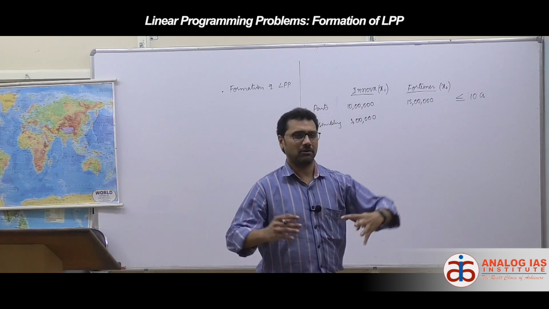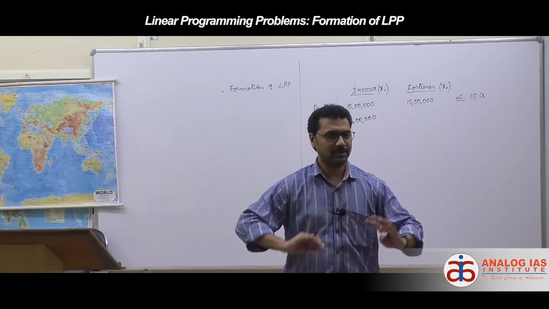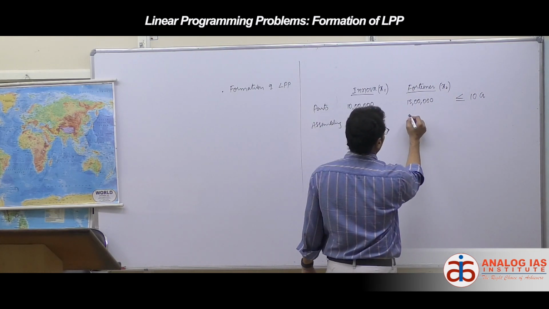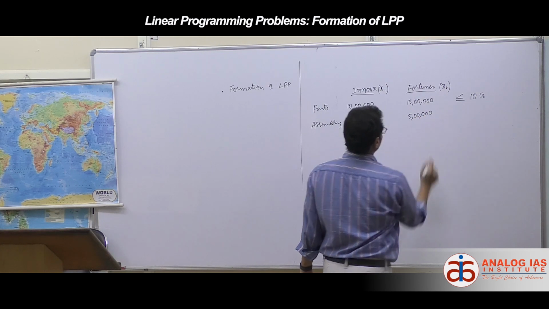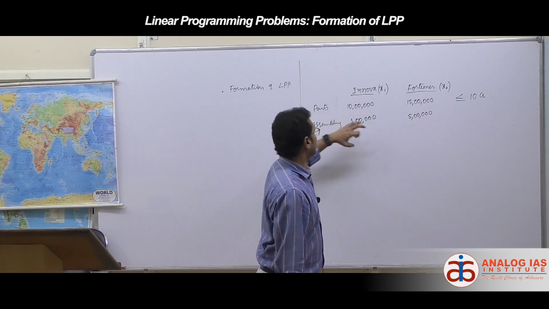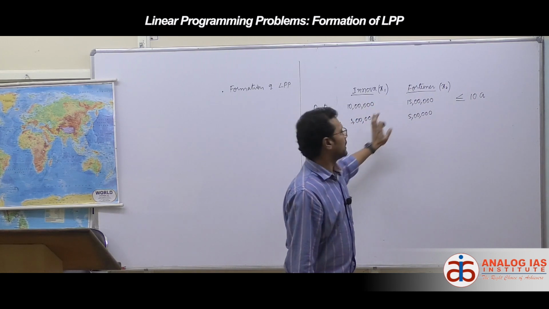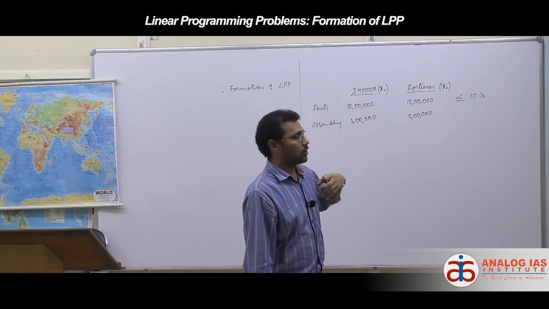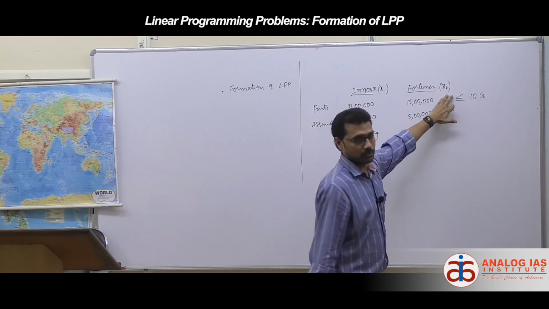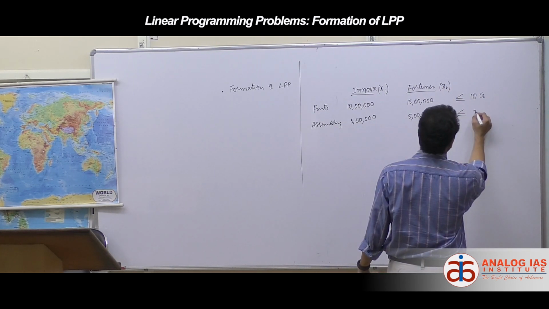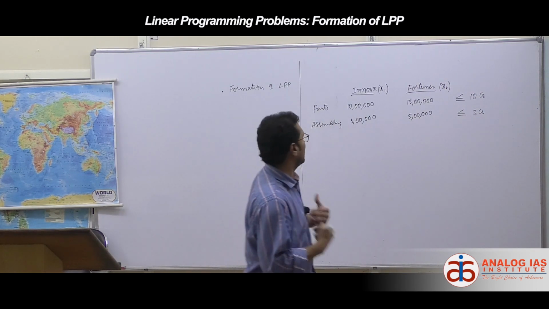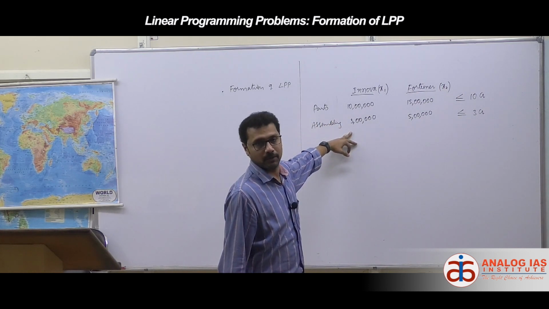3 lakhs is the cost of assembling 1 unit of Innova car, assuming that. Assembling also will have many other sub operations, I am just consolidating everything and putting it as assembling. Now, let it take 5 lakhs in the case of Fortuner. So I will also have a budget for assembling. For assembling X1 Innova cars and X2 Fortuner cars, 3 lakhs into X1 plus 5 lakhs into X2 will always be less than or equal to 3 CR, suppose. The total budget for my assembling is 3 CR.